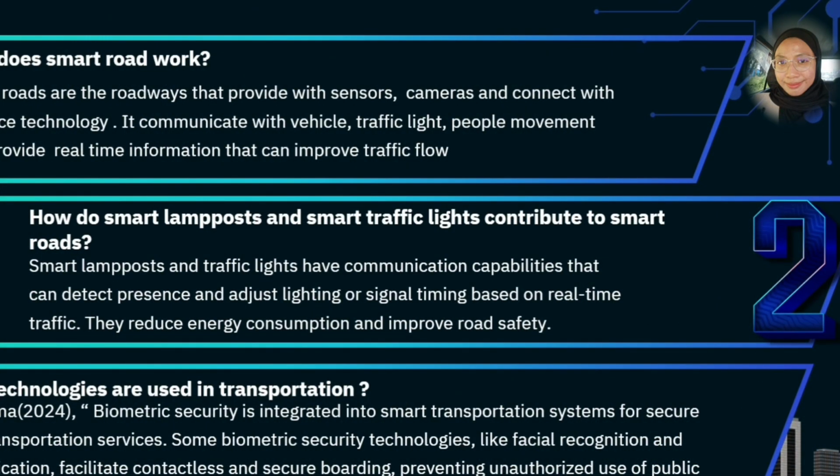Number 2, how do smart lampposts and smart traffic lights contribute to smart roads? Smart lampposts and traffic lights have communication capability that can detect presence and adjust lighting or signal timing based on real-time traffic. They reduce energy consumption and improve road safety.